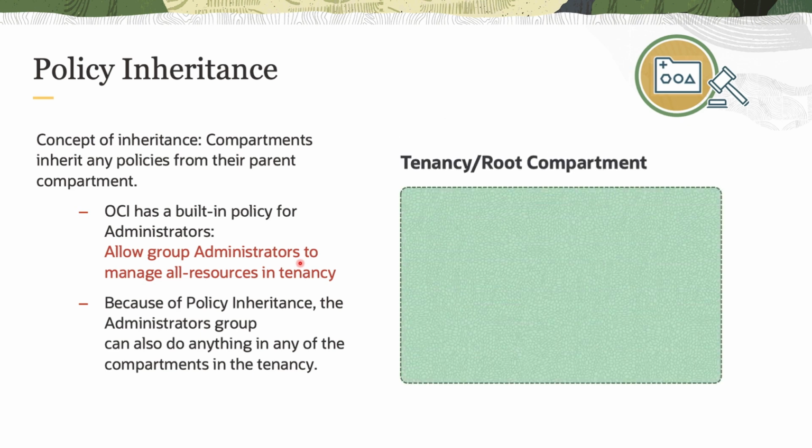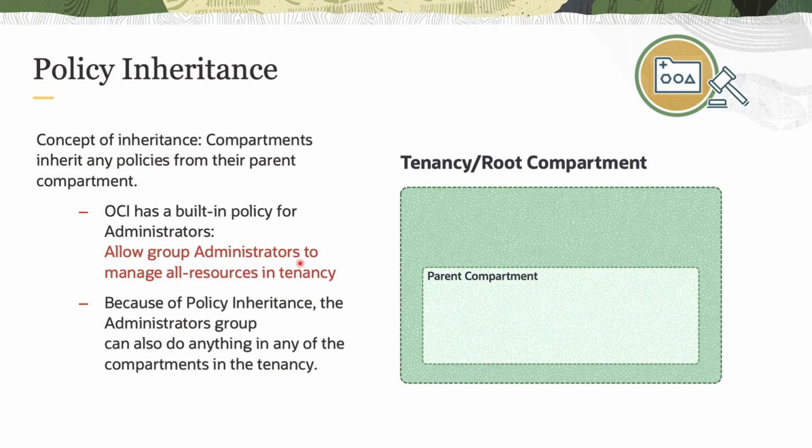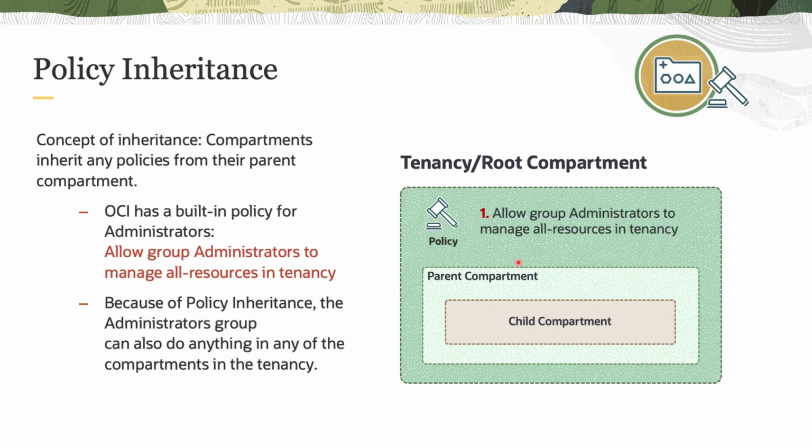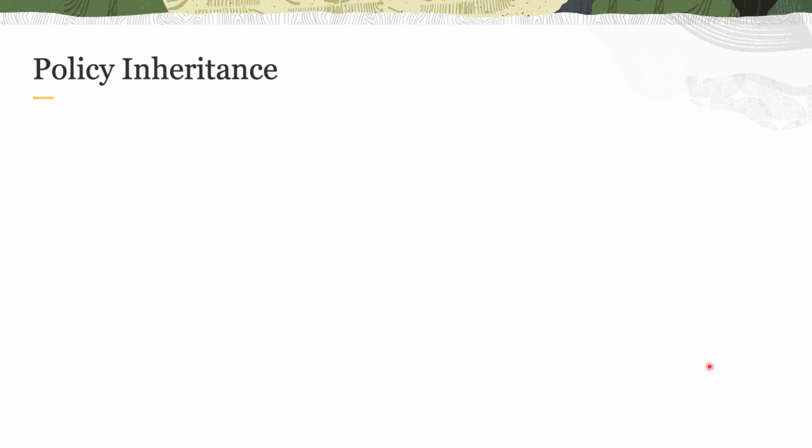Now suppose we have a parent compartment under the root compartment and a child compartment nested under the parent compartment. Due to inheritance, the admin group has the capability to create or delete resources in any of the compartments of this particular tenancy. So let's see how this works in a real life scenario.